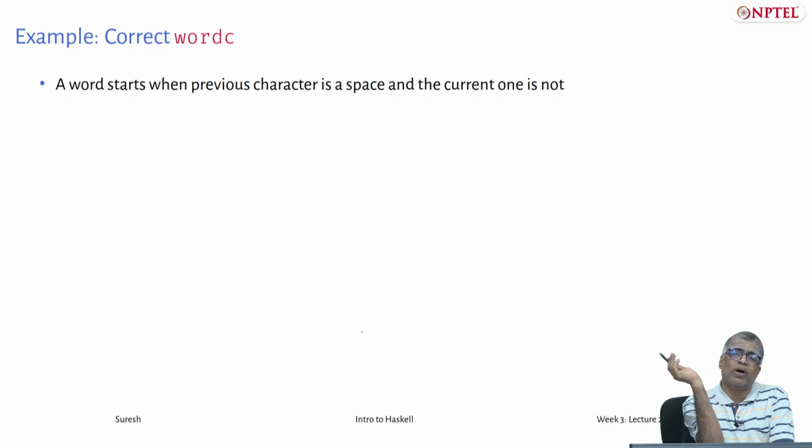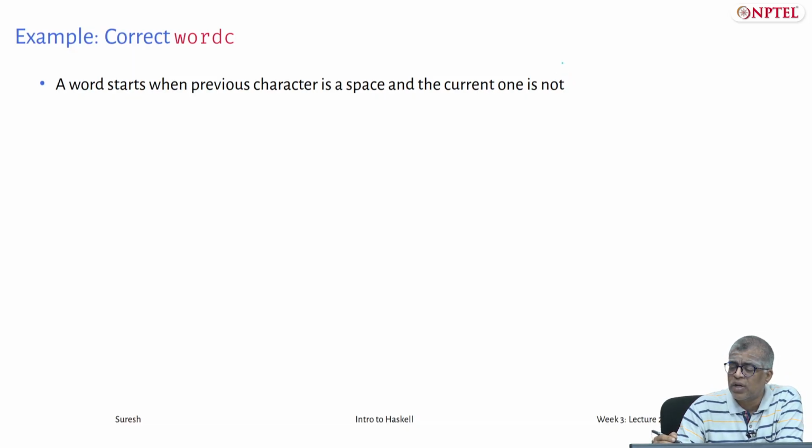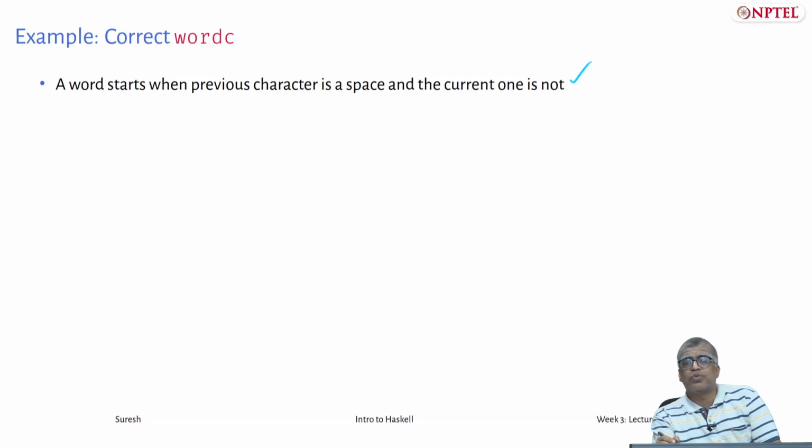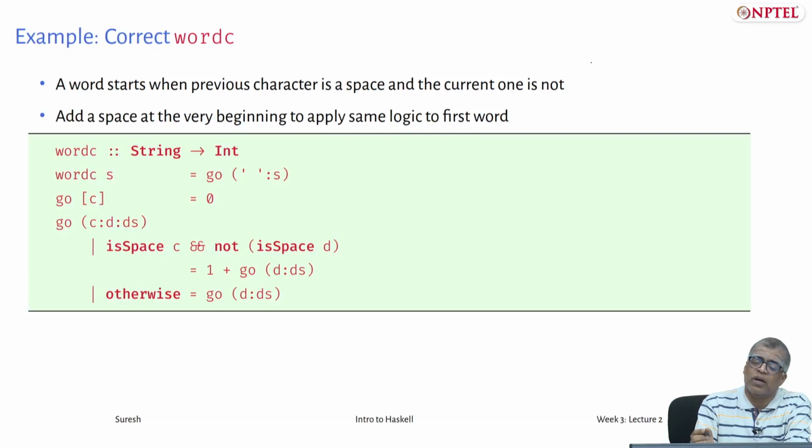Yeah, so to determine when a word starts: when the previous character is a white space and the current one is not a white space. That is the definition of a start of a word. This is more or less true except for the first word in a string, because your first word in a string could just be a character. We will come to that in a minute. But in general, you will say that a word starts when the previous character is a space and the current one is not. And all you want to do is check the number of times such a pattern occurs.